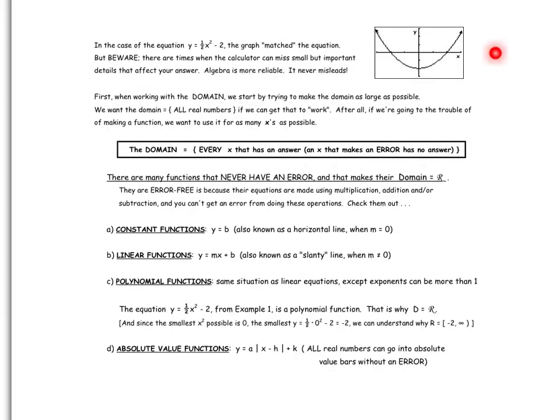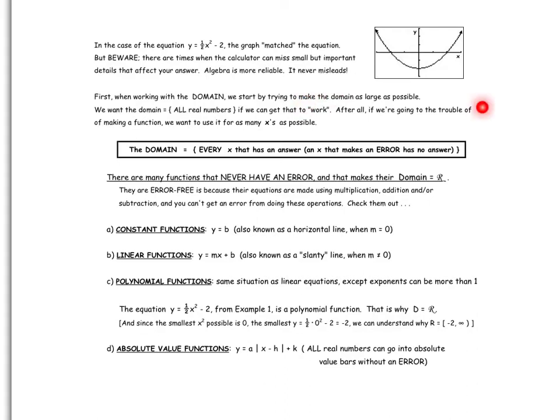In the case of y equals 1/2 x squared minus 2, the graph did match the equation. The details of the equation exactly appeared in the graph. However, beware. There are times when the calculator can miss small but important details that affect your answer. Algebra is much more reliable and never misleads. So let's look at the algebra. First, when working with domain, we start by trying to make the domain as large as possible. We want the domain to be all real numbers if we can get that to work.